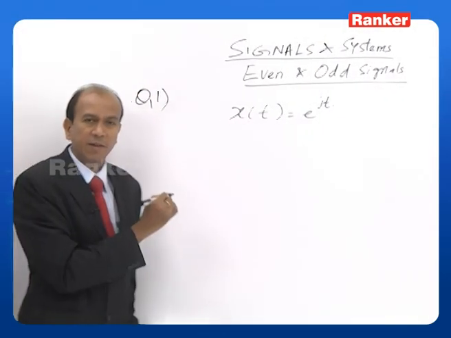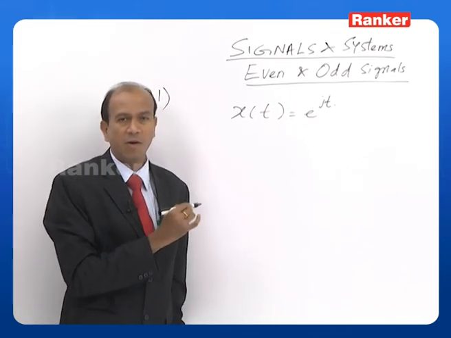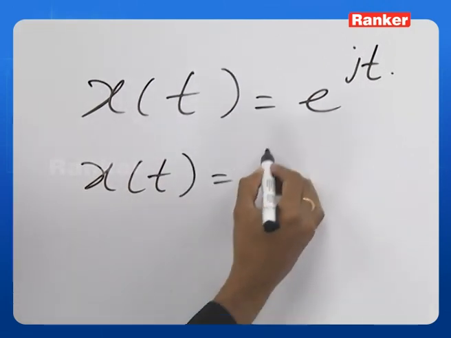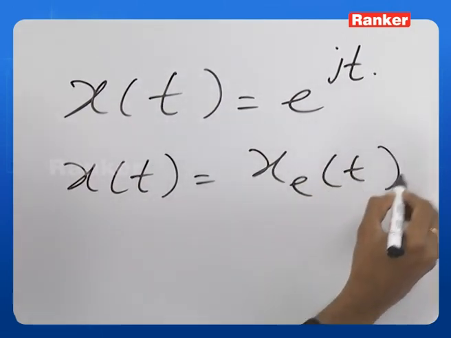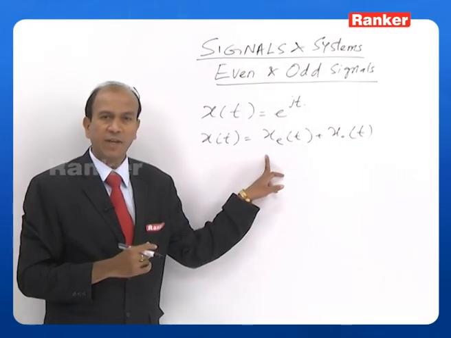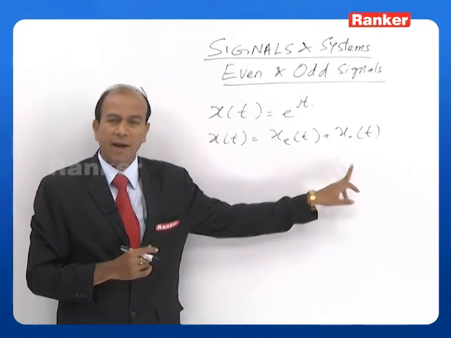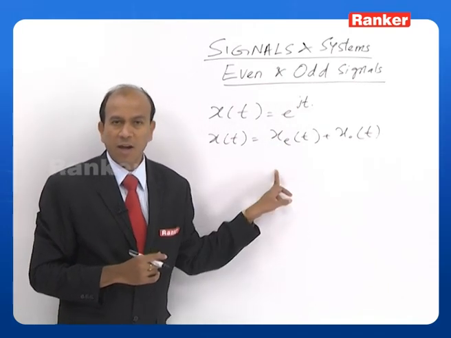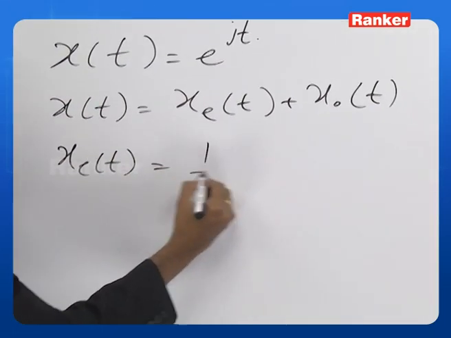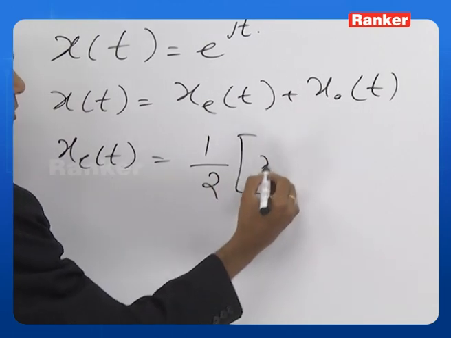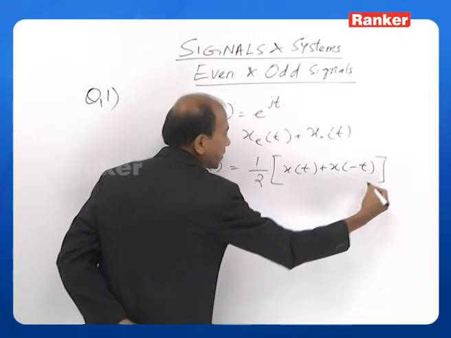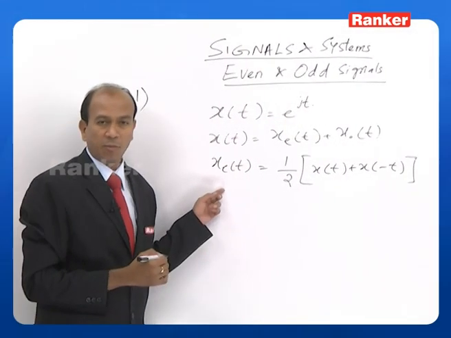Now this function is given. Now we have to break this into an even component and odd component. So let us write that. So we know x of t can be expressed in terms of xe of t plus xo of t, where xe of t is the even component and xo of t is the odd component of this signal. And we also know xe of t is given by this formula, half of x of t plus x of minus t. So this will give us the even component.